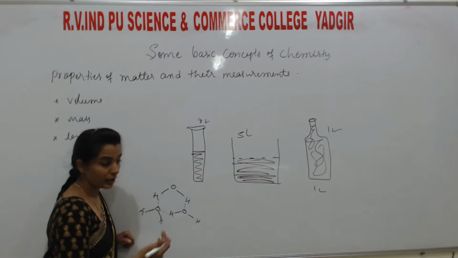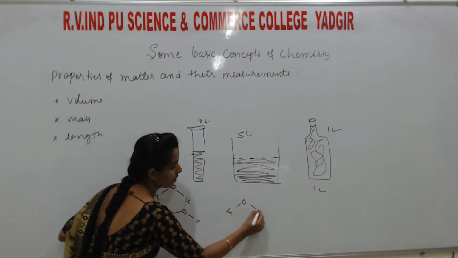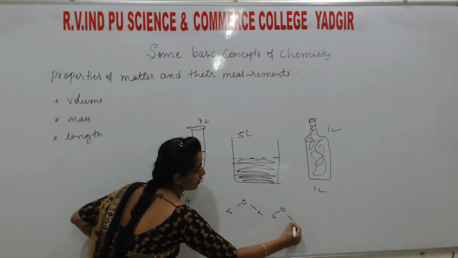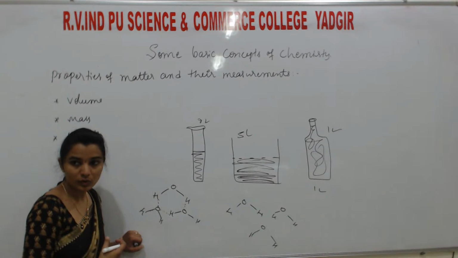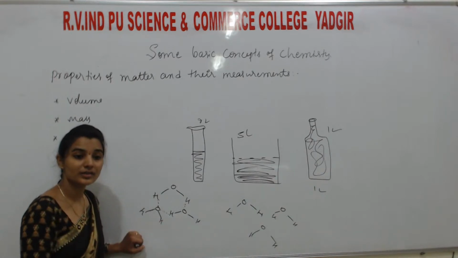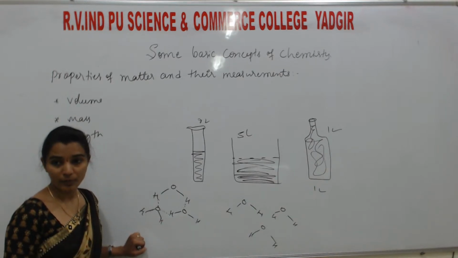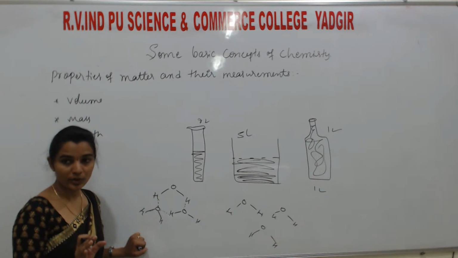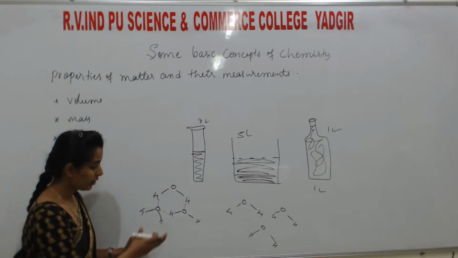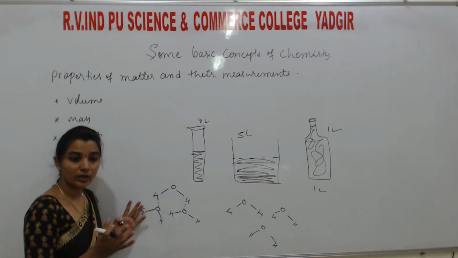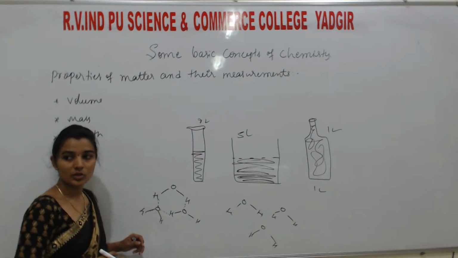Understand? Okay. In water, they are far away from each other, like this. Can we see the bond between the H2O molecules in ice and water? That is called chemical properties. Chemical properties we cannot see with our naked eyes. Here the bond is strong, so they are very tightly arranged. That's why it is in a solid state.